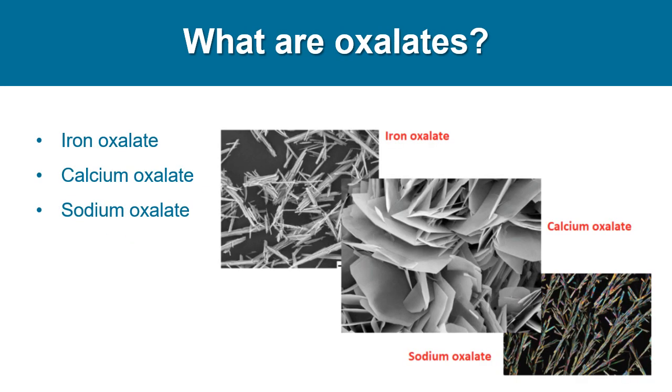So on this slide, you can see various types of oxalate precipitate. And so on one side, you see iron oxalate, and then there's calcium oxalate and sodium oxalate. So just to make you understand this clearly, 60 to 80% of kidney stones are generally calcium oxalate precipitate. So you can see the one in the middle.